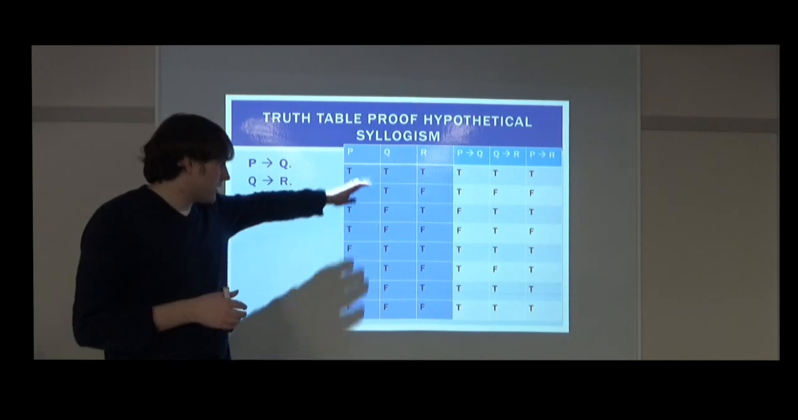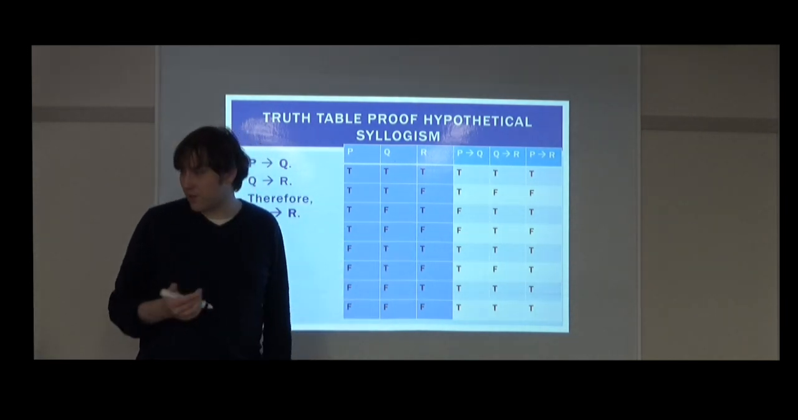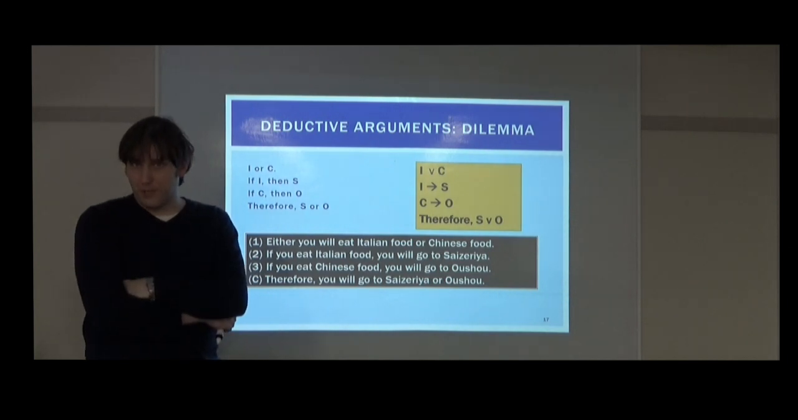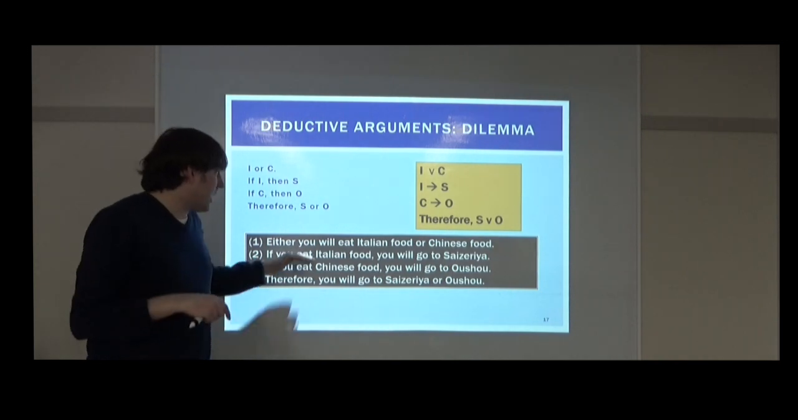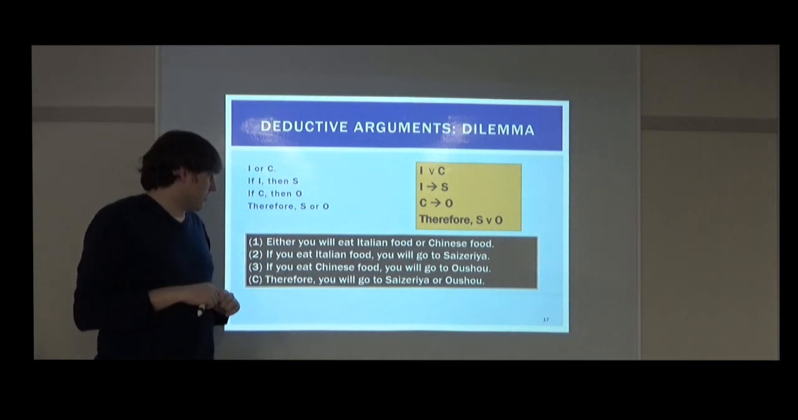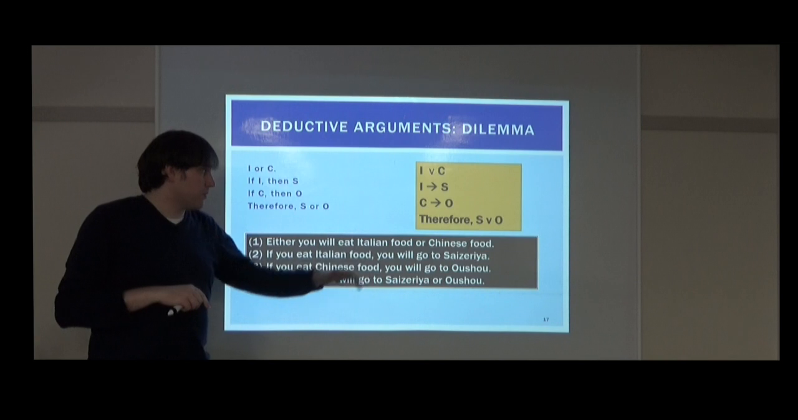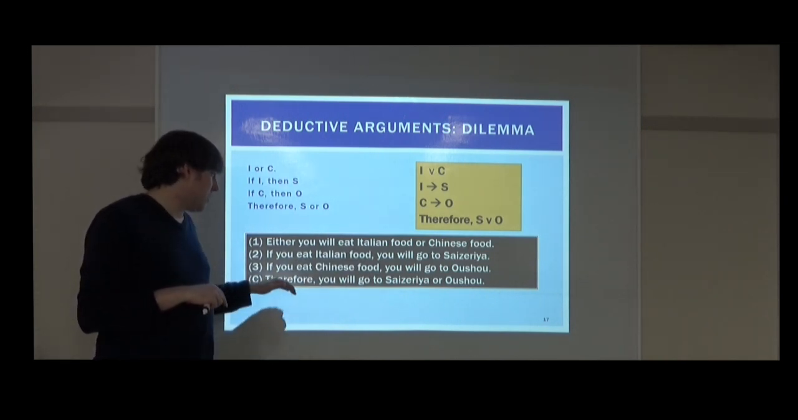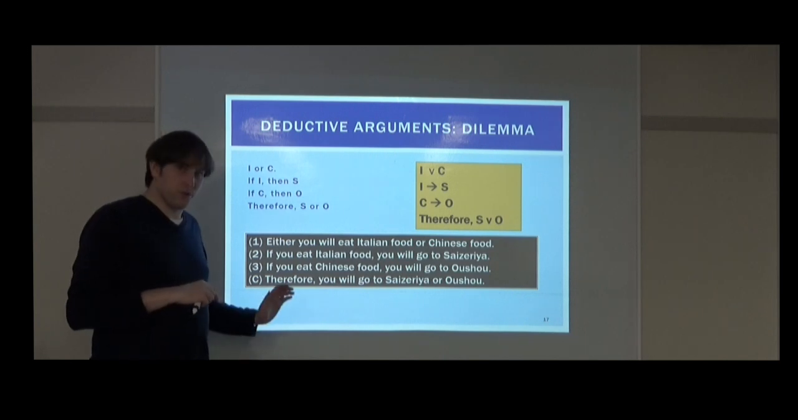So here we have it pretty printed, same results that I was talking about. Finally, I'm going to go a little bit further. I'm going to show you how to do this for a dilemma. Either you will eat Italian food or Chinese food. If you eat Italian food, you'll go to Caesarea. If you eat Chinese food, you will go to Osho. Therefore, you will go to Caesarea or Osho.